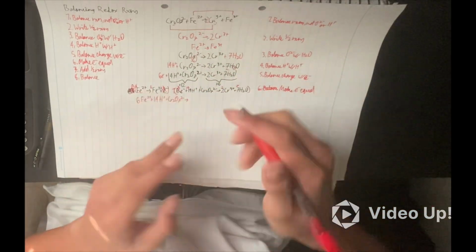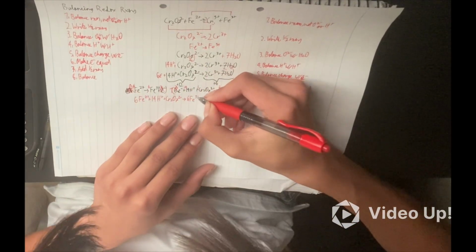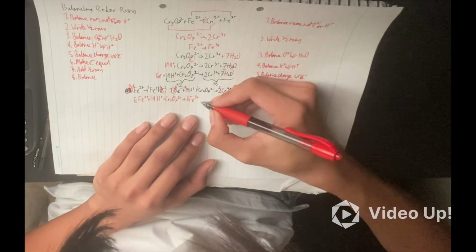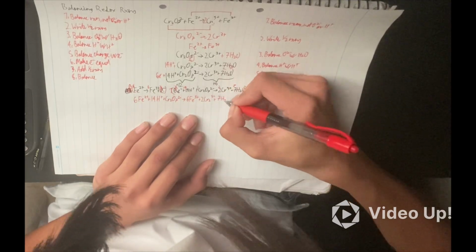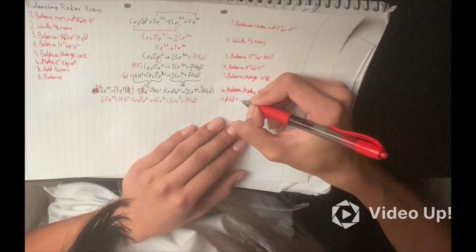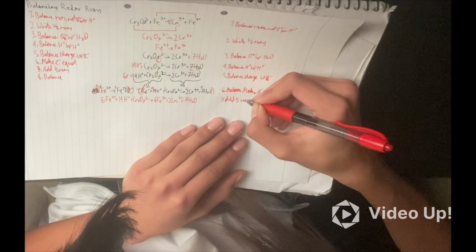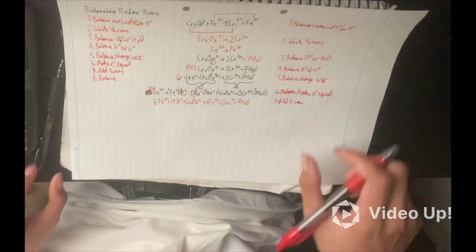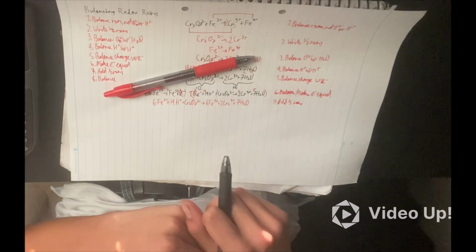Now we get reactants, we take them from this side. We have 6 Fe3+, and we'll take some from this side, the rest from this side. There we go. Now that's your 7th step: add half reactions. Just like that. Now we're going to balance it all out, and we can do that by doing this.